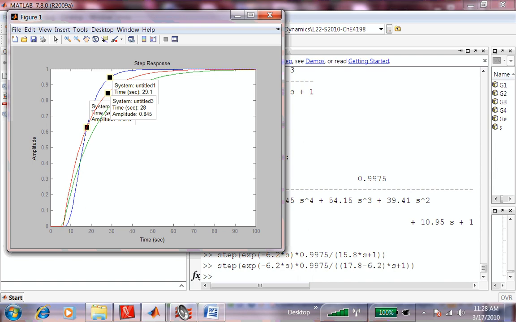It is in time, yeah. The tau, by definition, is the time it takes for a first order process to reach 63%.